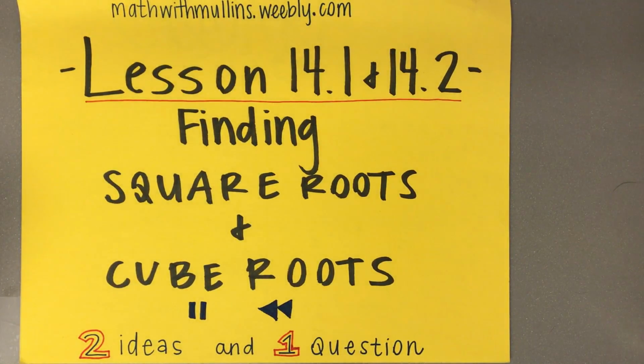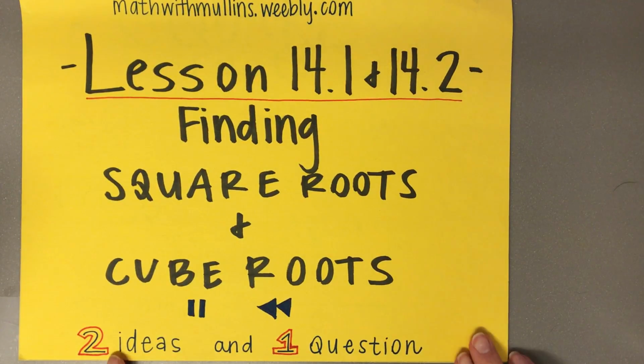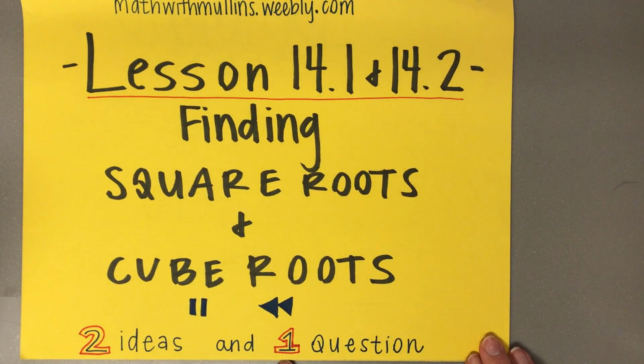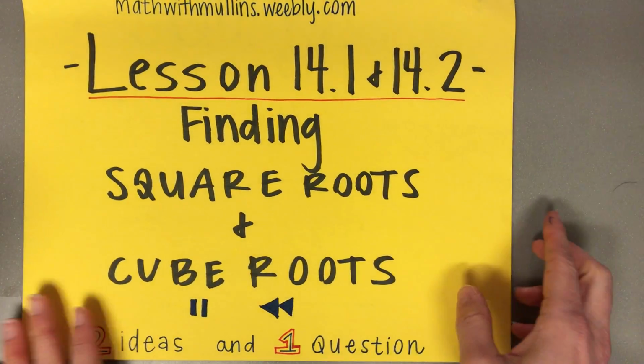This video reviews lessons 14.1 and 14.2 in the Big Ideas Accelerated Math textbook about square roots and cube roots. Please feel free to pause and rewind the video to review content that is covered. At the end of the video, you will need to write down 2 things that you learned and 1 question you still have about square roots or cube roots. We will learn square roots first and then go into cube roots.